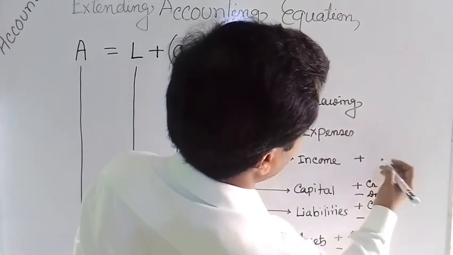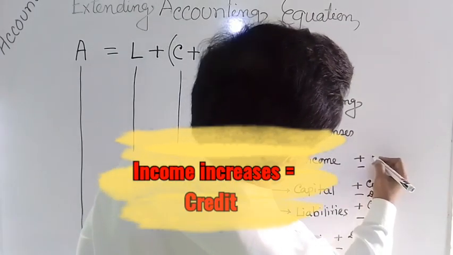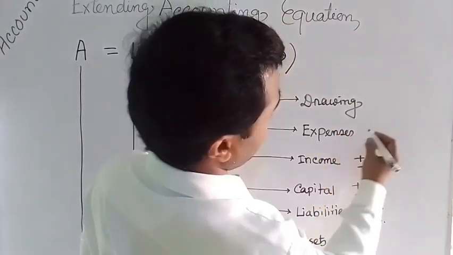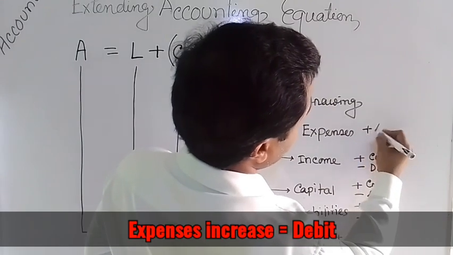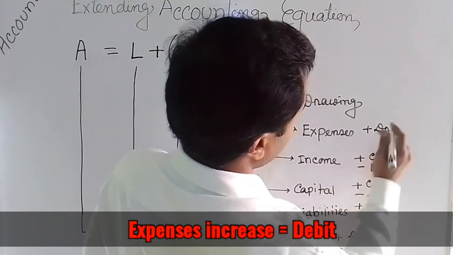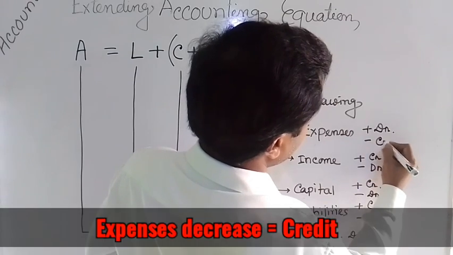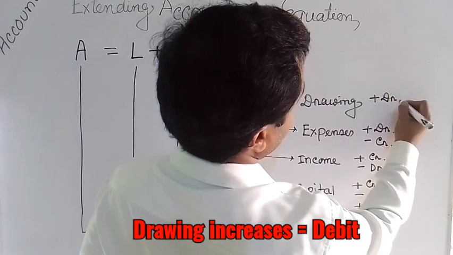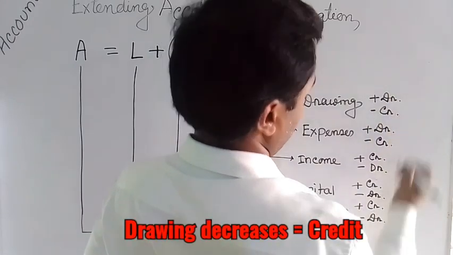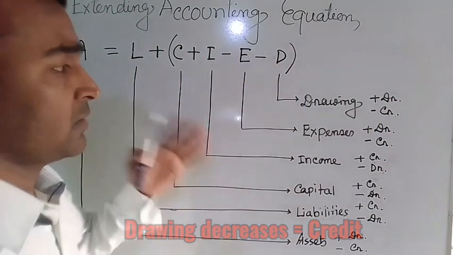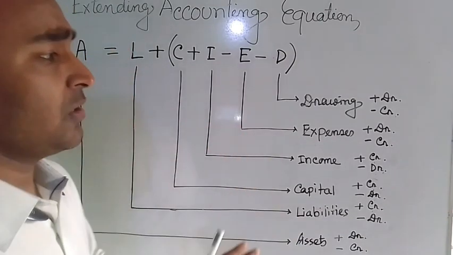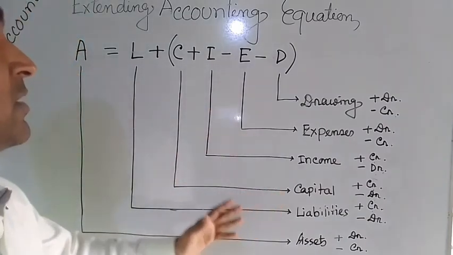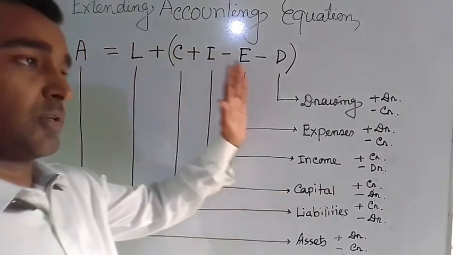Income increase, I mean credit. Decrease, I mean debit. Expense, when it is increased, then it will be the opposite of income, debit, and decrease for credit. Drawing, when it is increased, then it will be the debit side, and decrease for credit side. Now look, dear viewers, these are very important to memorize because it is the fundamental concept of accounting. That's why you'll have to memorize the extending accounting equation.